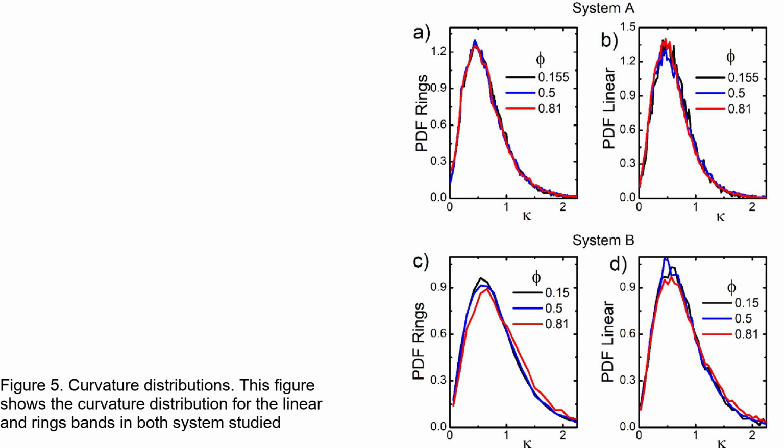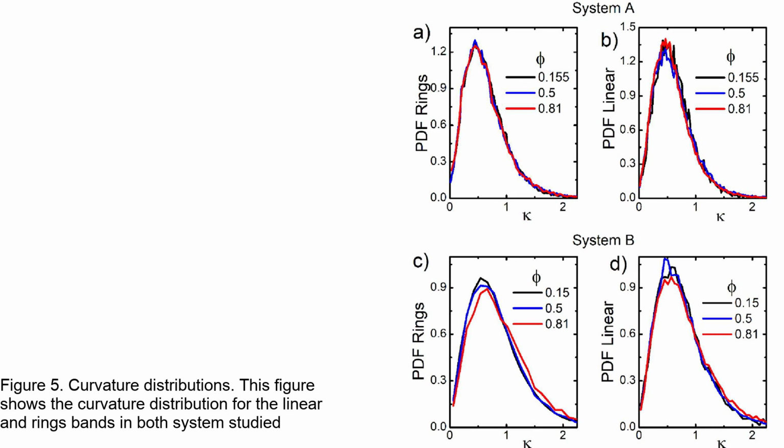The figure demonstrates that the curvature distribution of linear bands does not change significantly with the fraction of linear bands in the mixture. However, the curvature distribution of rings remains relatively constant for low fractions of linear bands, but shifts towards higher curvatures for high fractions of linear bands.